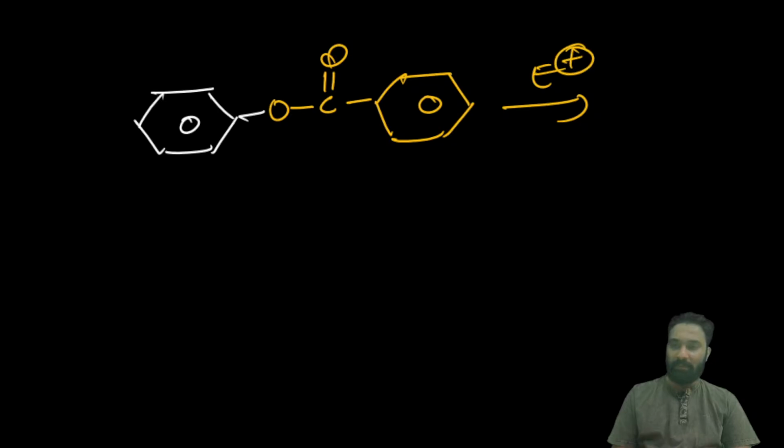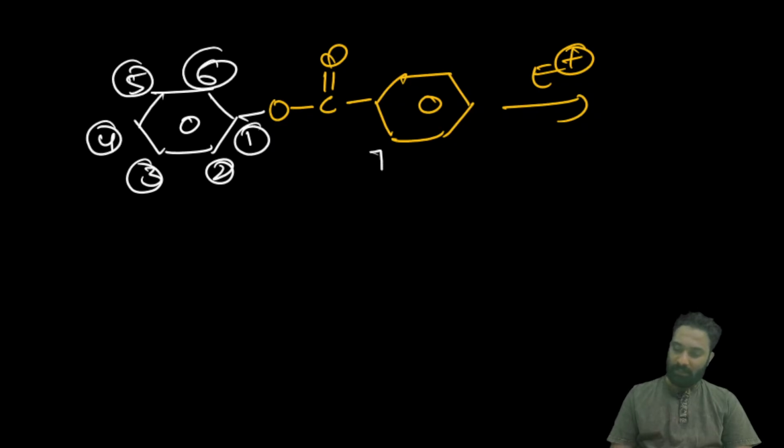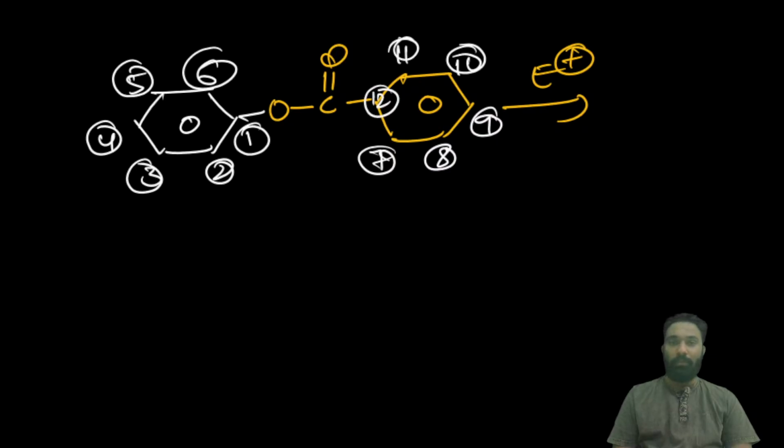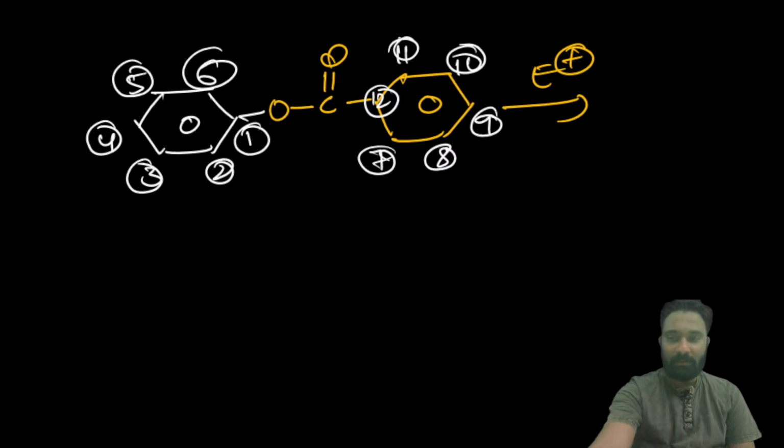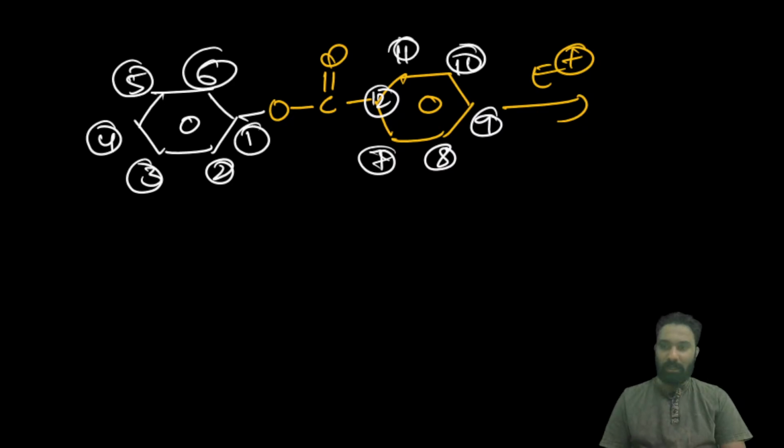Now the electrophile will go and attack at which carbon? 1 carbon, 2 carbon, 3 carbon, 4 carbon, 5 carbon, 6 carbon, 7 carbon, 8 carbon, 9 carbon, 10, 11 or 12. Where will it go and attack? Electrophile will go and attack at which carbon? Fourth carbon. Yes, good. Fourth carbon, because this is the oxygen lone pair of electrons.